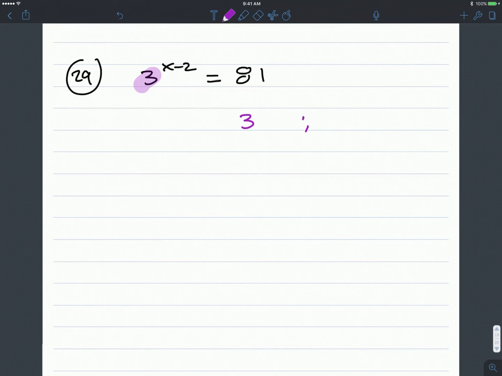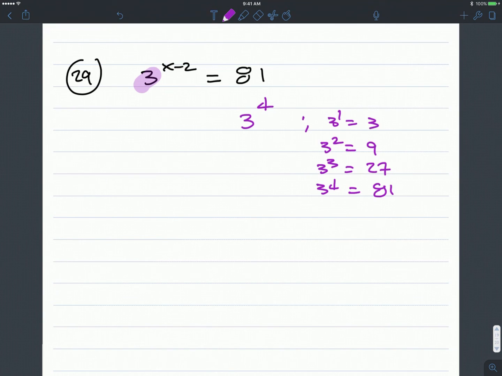If I were you, I'd start thinking about powers of 3. 3 to the first power is just 3. What is 3 squared? Right? Let's generate powers of 3. 3 squared is what? 9. What's 3 cubed? 27. 3 to the fourth? 81. Ah. Look at that.